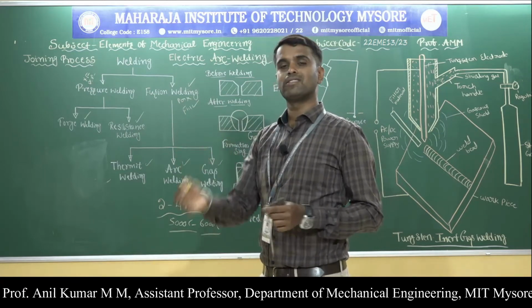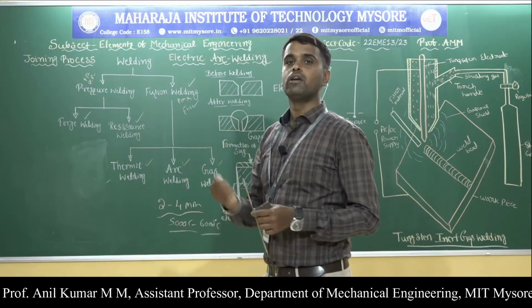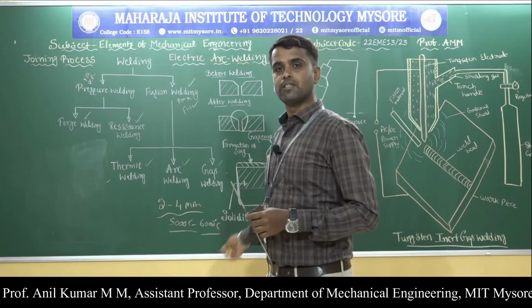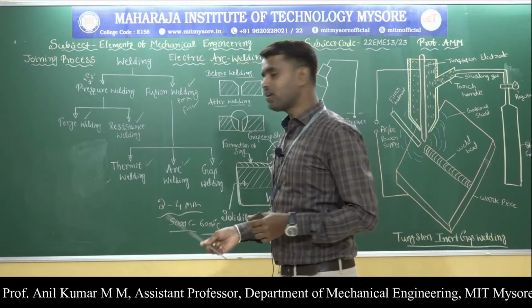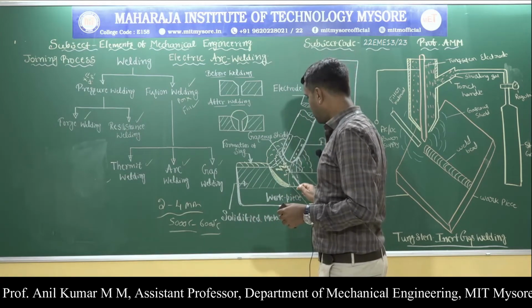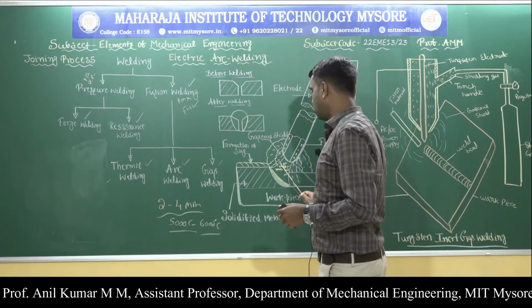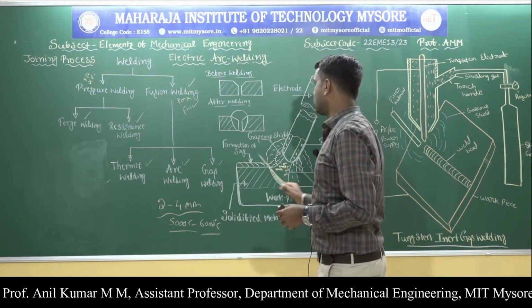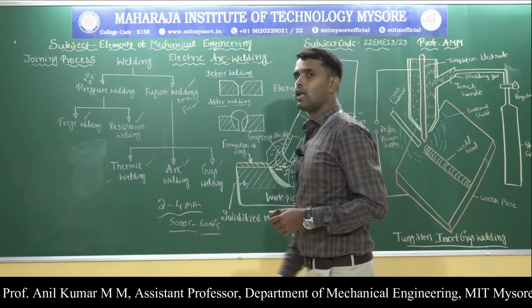Once the oxide is formed, the joint will be weaker, or defects will take place in the welding joint. To prevent that, the flux is used. The flux melts and forms the gaseous shield and protects the molten metal from the atmosphere. That is the working principle of electric arc welding.